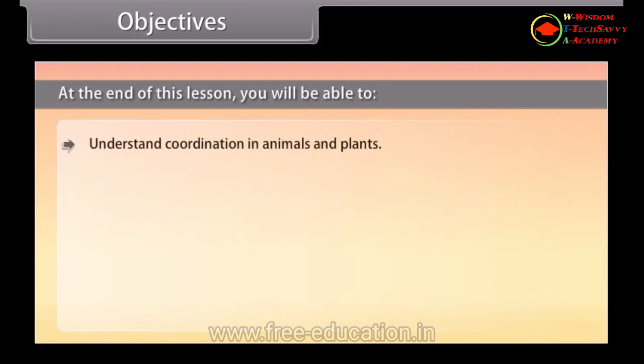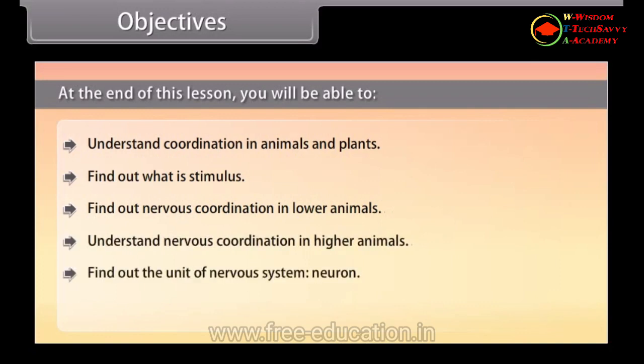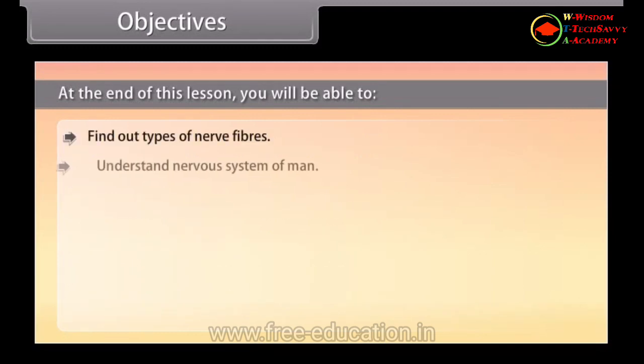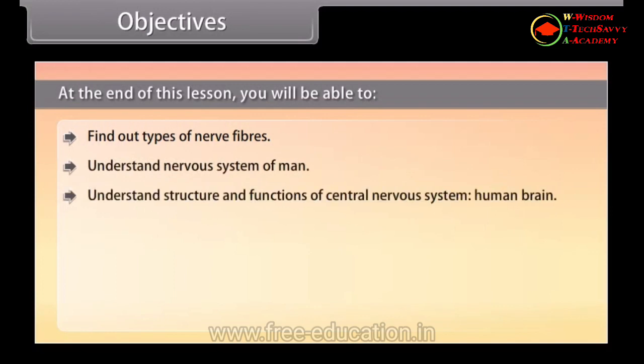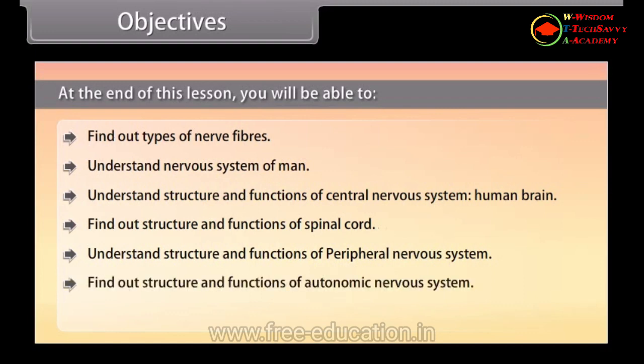Objectives. At the end of this lesson, you will be able to understand coordination in animals and plants, find out what a stimulus is, find out nervous coordination in lower animals, understand nervous coordination in higher animals, find out the unit of the nervous system, the neuron, find out types of neurons, find out types of nerve fibers, understand the nervous system of man, understand the structure and functions of the central nervous system, the human brain, find out the structure and functions of the spinal cord, understand the structure and functions of the peripheral nervous system, find out the structure and functions of the autonomic nervous system, and understand reflex actions.